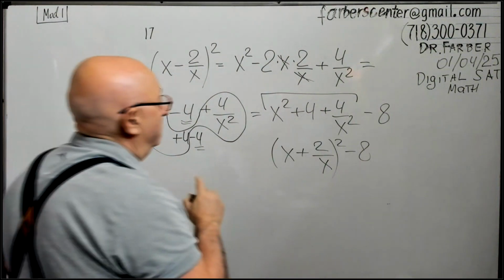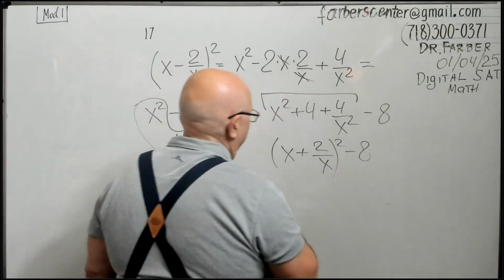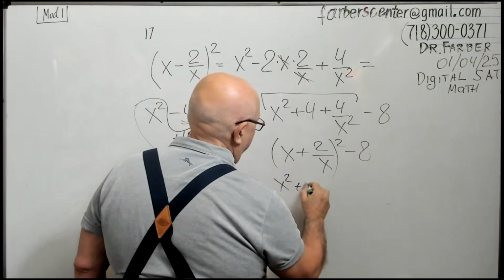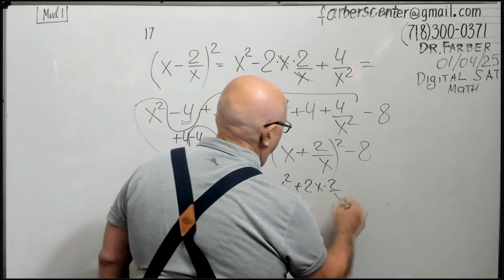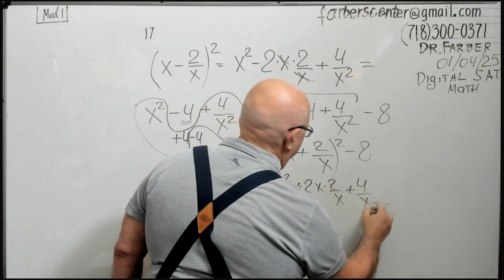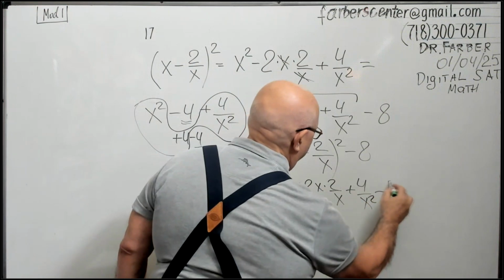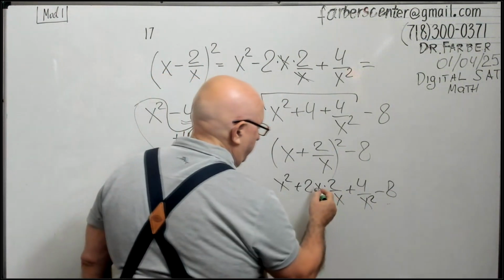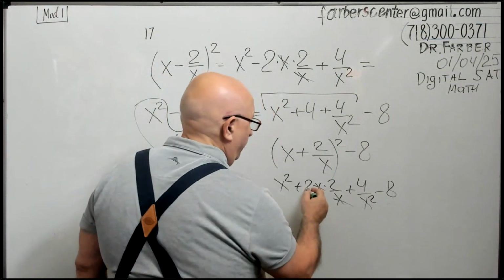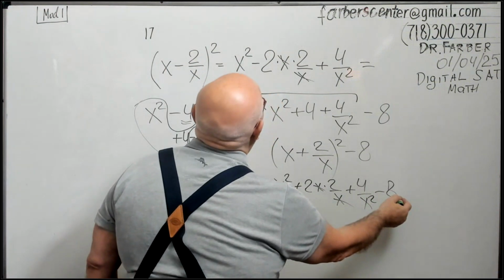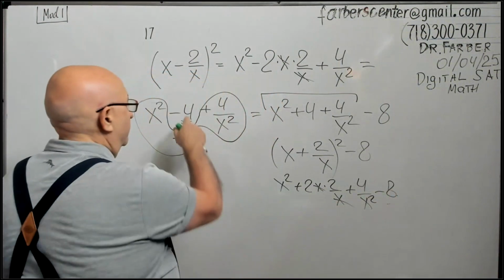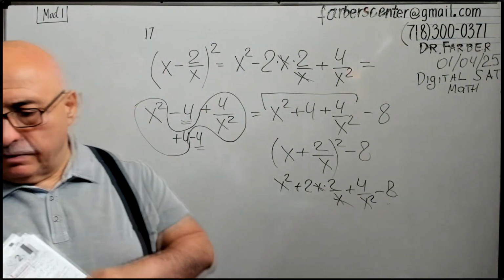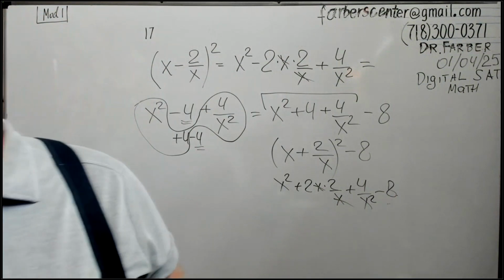And you can check it. x squared, just check for yourself, plus 2x times 2 over x plus 4 over x squared minus 8. After simplification, 4 minus 8 will be negative 4. You'll get exactly the same as what we had at the beginning. Simple, I just operate with the same formula, the expanded form.